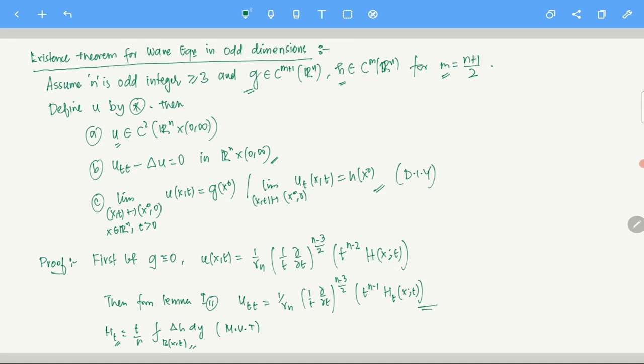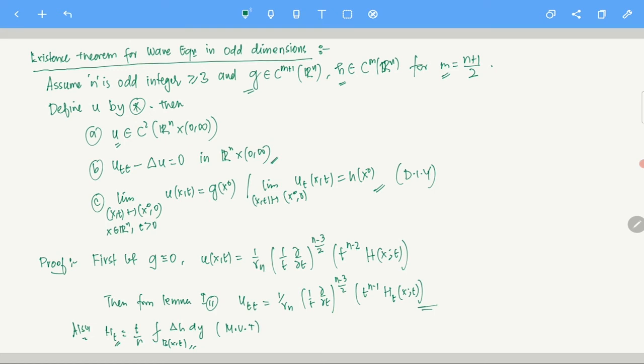We see that h of t is there. So u_tt is this, and h of t is given by this. I am not proving this. I did it twice actually, once in the first part of the wave equation, and once in the very beginning of the Laplace equation. The same calculation was done, so I'm skipping this.